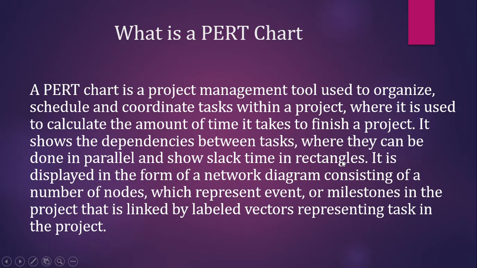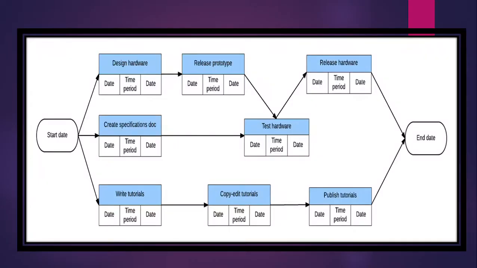What is a PERT chart? A PERT chart is a project management tool used to organize, schedule, and coordinate tasks within a project, where it is used to calculate the amount of time it takes to finish a project. It shows the dependencies between tasks where they can be done in parallel and shows slack time in rectangles. It is displayed in the form of a network diagram consisting of a number of nodes which represent events or milestones in the project that is linked by label vectors representing tasks in the project.